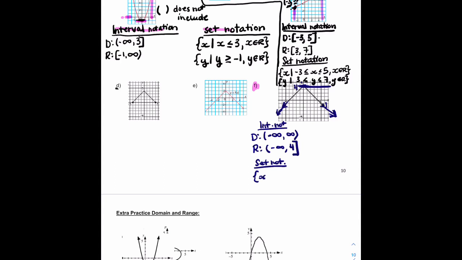Now set notation, curly bracket, x such that, and then when it is -infinity to +infinity, it's really easy for set notation. We just say x is an element of the real numbers. That's it. And for range, y such that, now not as easy because the highest number is 4, so we need to say y is less than or equal to 4. As long as it is less than or equal to 4, y is an element of the real numbers.